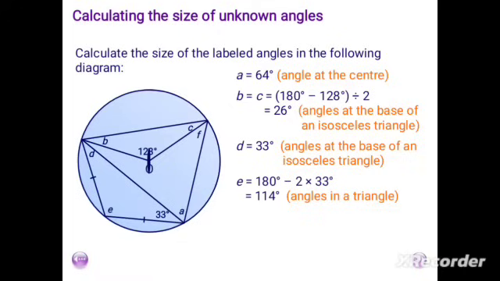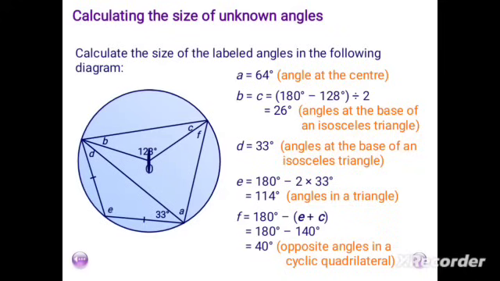With the same reason, let's find E. So angles in a triangle, I think we have talked about this several times. Angles in a triangle add up to 180 degrees, so it will be 180 degrees minus 66, and that will be 114 degrees.